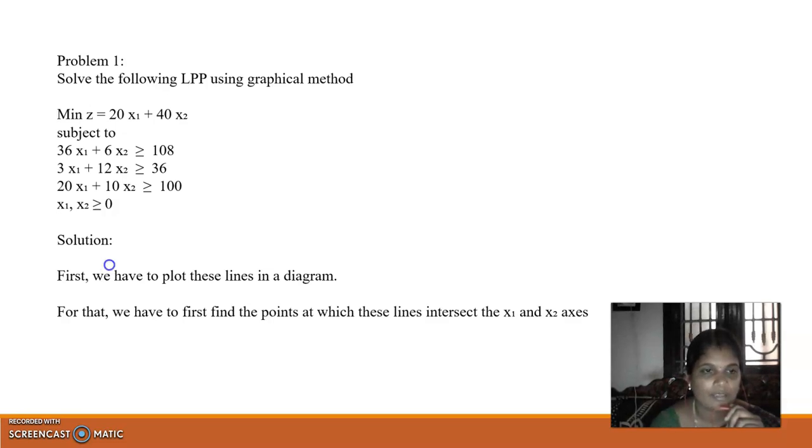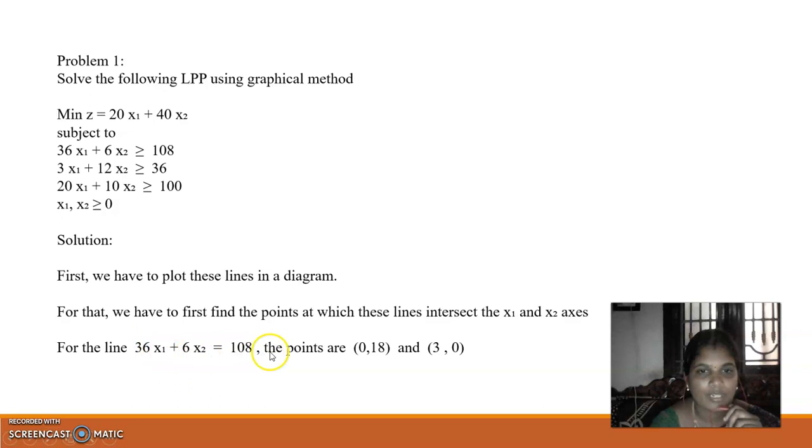I have taken the first constraint. What is the first constraint? 36x1 plus 6x2 greater than or equal to 108. Consider this inequality as an equation and find these values. How to find these values? Put x1 equal to 0 and find the value of x2. That is 0, 18. In the next step, put x2 equal to 0 and find the value of x1. That is 3, 0.